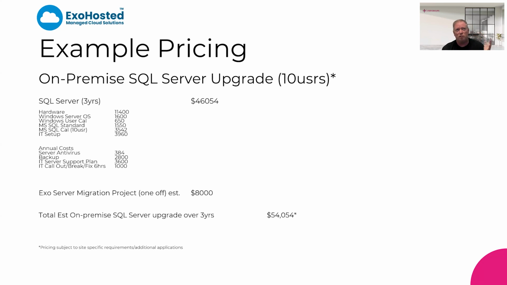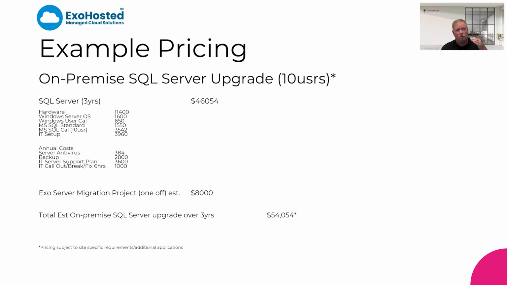the servers are somewhere physically between $10,000 and $12,000. Then you've got your Windows operating system, you've got the user CALs, you've got your SQL Server license, you've got your SQL Server CALs, you've got a setup cost as obviously a one-off, and then there's the annual costs over the 3 years, for the antivirus, the backup, your support plans, and that pricing for that server upgrade over the 3 years, somewhere between $40,000 and $50,000, let's say.